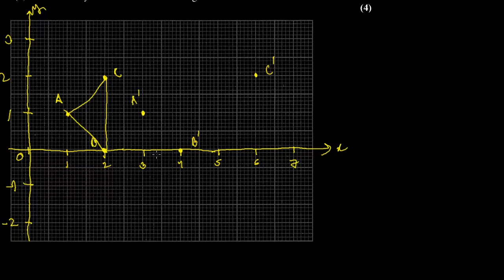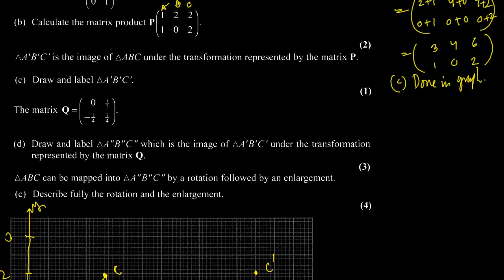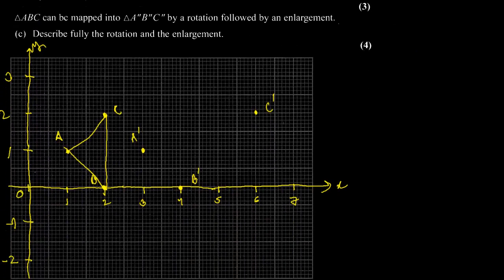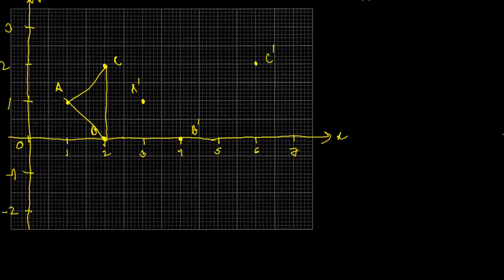Let me check again. 3, 1, 4, 0, 6, 2. So it's correct. Let me draw the triangle. This is this. This is not a straight line, but you have to use a scale. So this is the image.